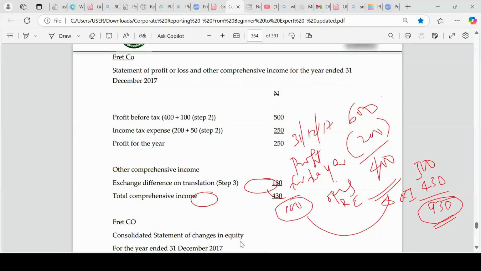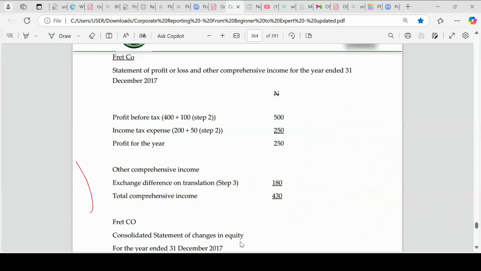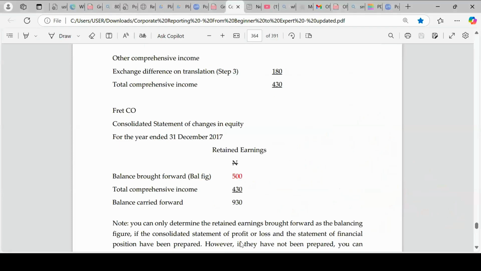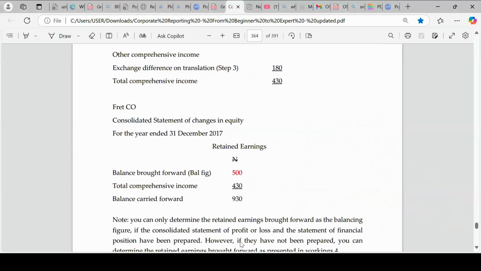The consolidated statement of changes in equity is just you working back to get your opening, add your total income. And where the issue usually is, is when this balance carried forward amount is not the same as what you have in your consolidated statement of financial position. If by and large what you have been doing is correct, just go back and check how you got your balance brought forward very well.